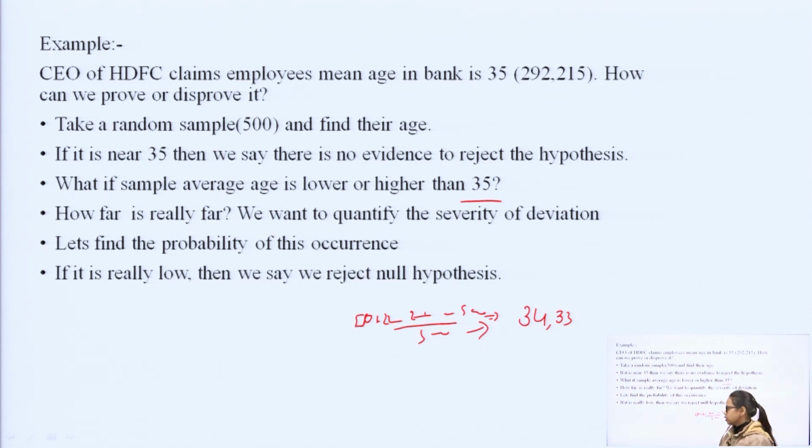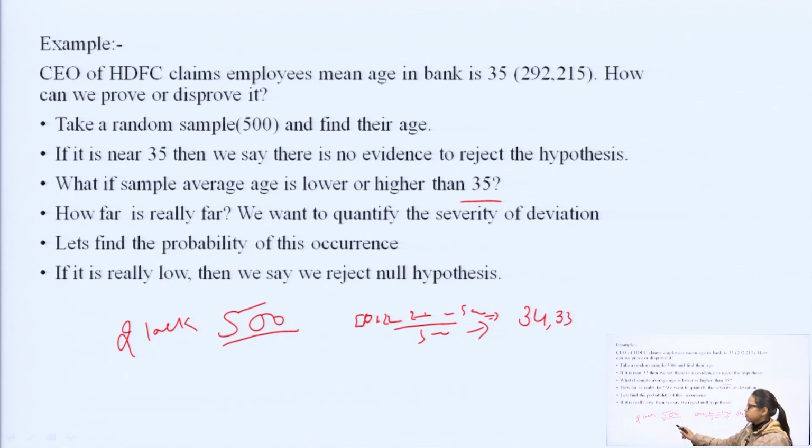Here you can see we only took a sample of 500 people from 2 lakh people. We take a sample of only 500 people, and if it is 35 then the hypothesis is okay. But what if it is lower than 35? We also cannot reject the hypothesis, because we randomly took a sample of 500 people.